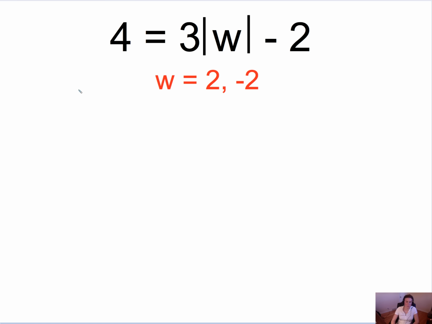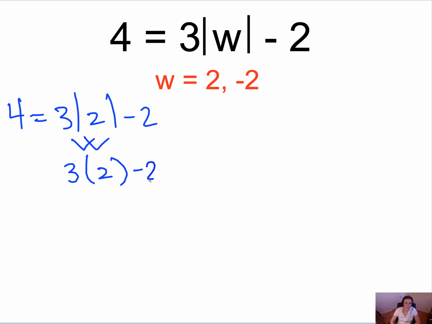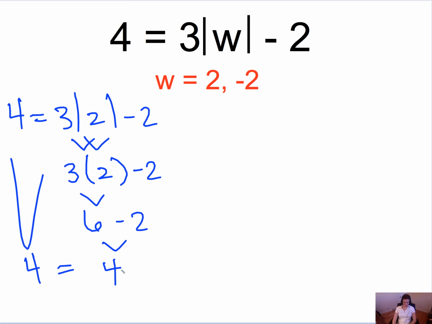And let's check that to be sure. 4 equals 3 times the absolute value of 2 minus 2. First let's do the absolute value. This would be 3 times 2 because the absolute value of 2 is 2. And then this is 6. 6 minus 2 is 4. Over here we have 4. Those are equal, so that's correct.